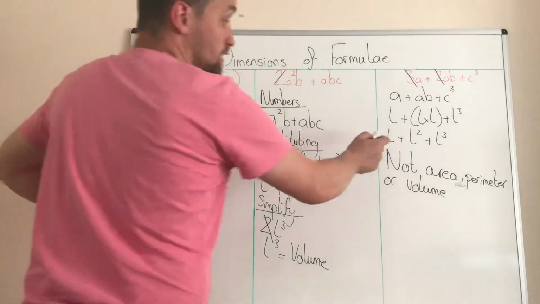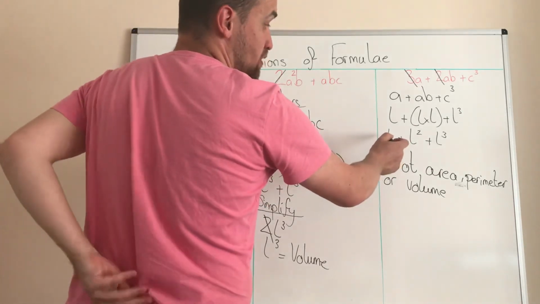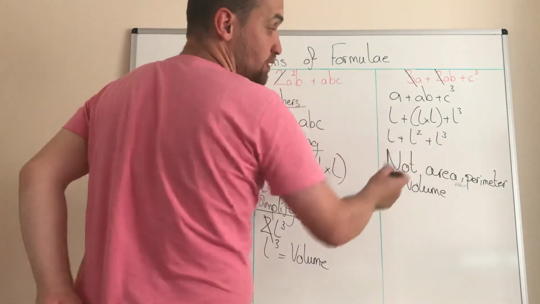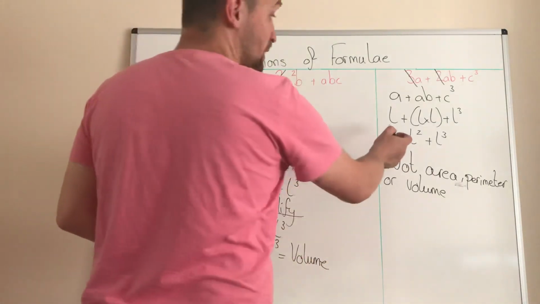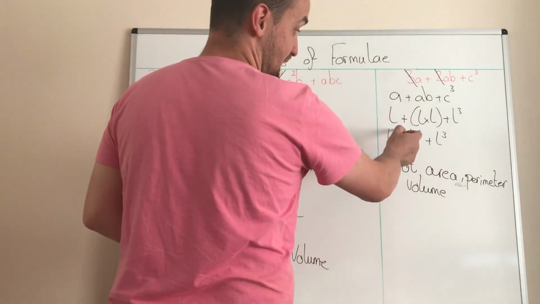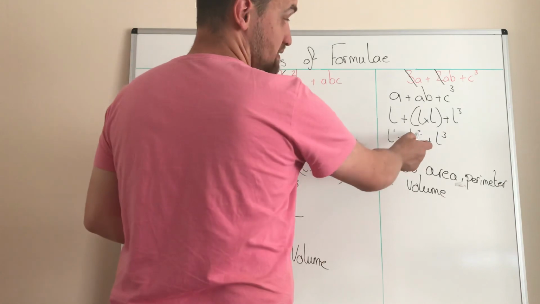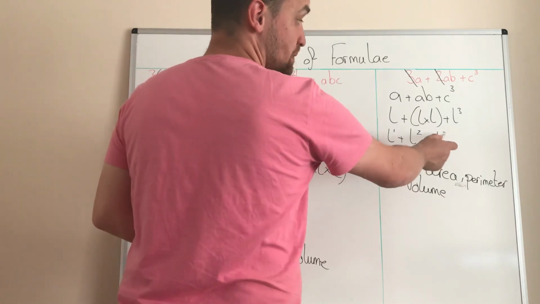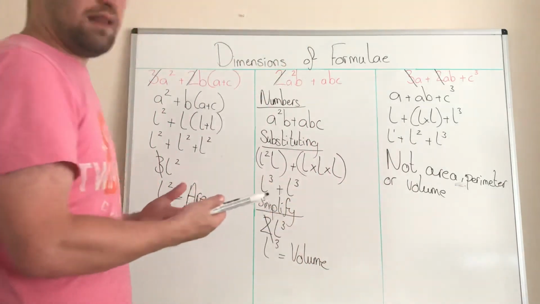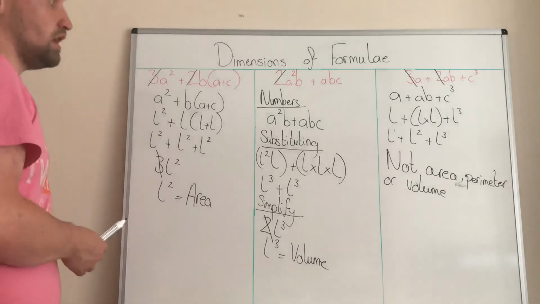If that was 2L squared plus 2L squared plus L squared, you could simplify it. But we've got different powers here. That's technically L to the power 1. That's L to the power of 2, squared. And that's L to the power of 3, cubed. So we can't do anything with that, and at that point we'd have to stop.